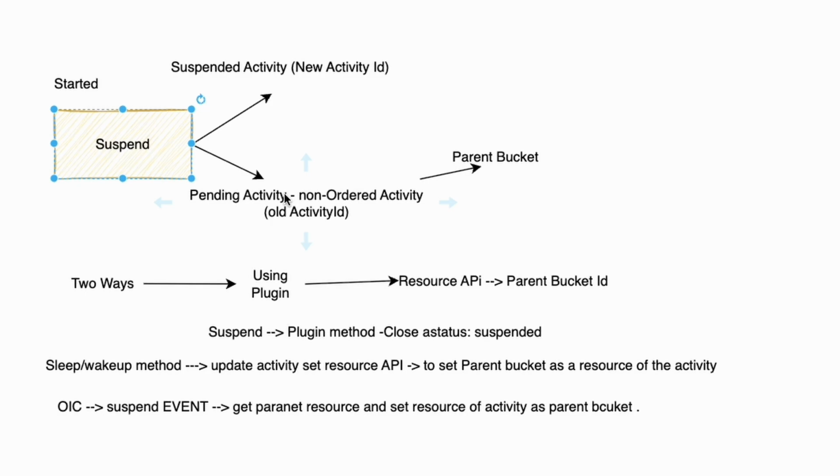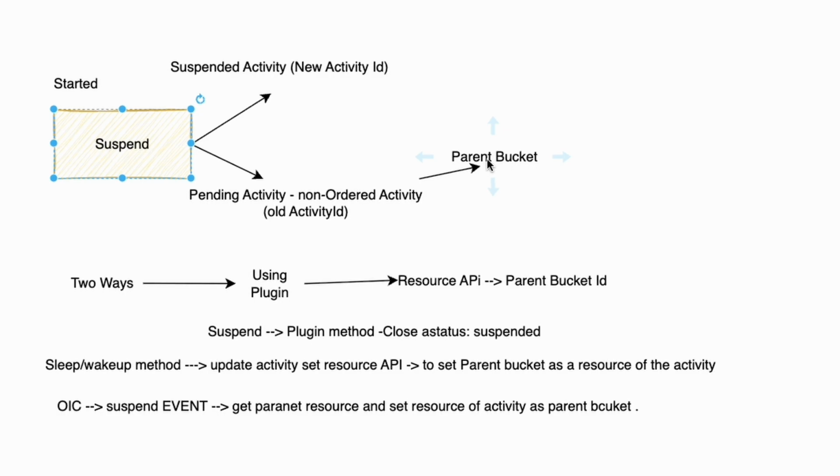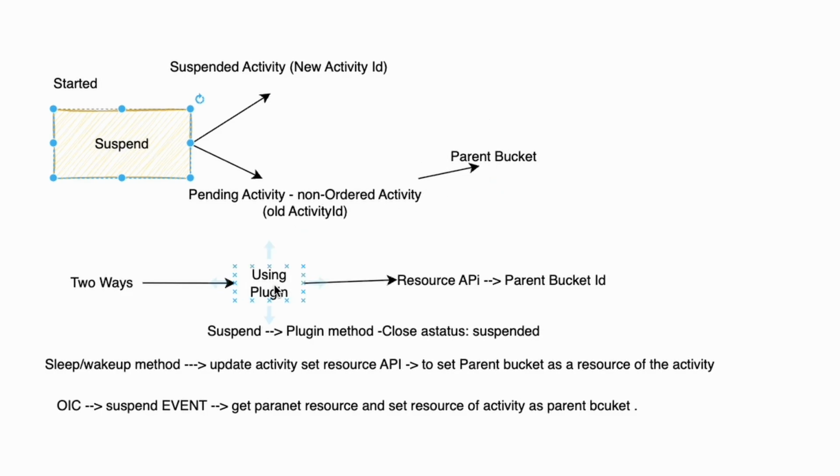So here there is a very common requirement. Most organizations want to assign this pending activity back to the parent bucket so that it will be considered by the routing engine and reassigned to any other technician or driver. There are two ways to implement this. First is using a plugin. Using a plugin, we can build a UI the same as suspend activity.